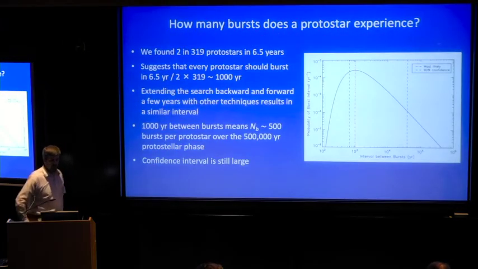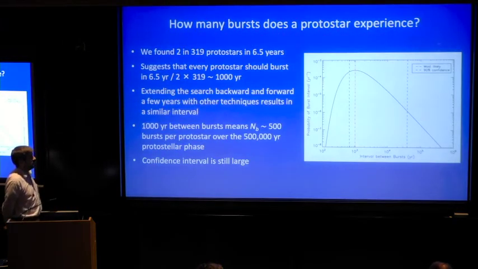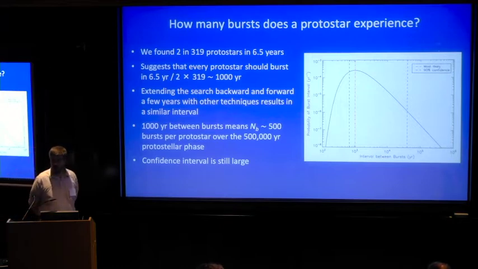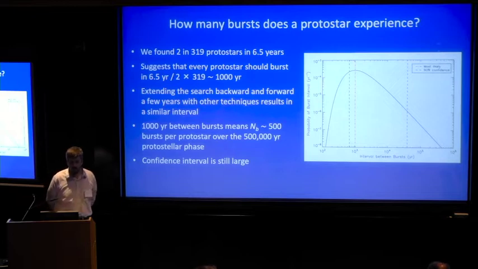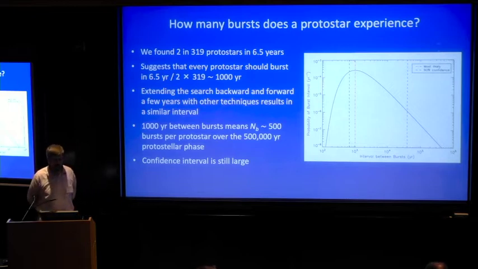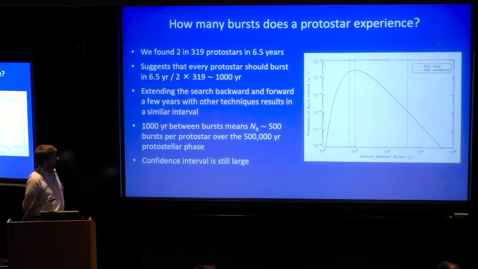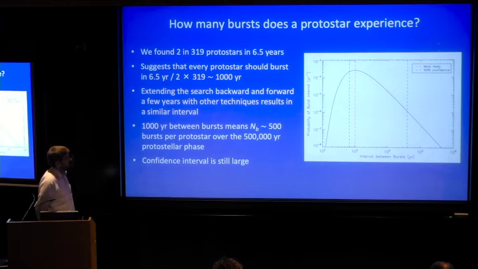So now we can look statistically, or start to anyway, how many bursts does a protostar experience? If we have 2 in 319 protostars in 6.5 years, if you just multiply this out, that suggests that every protostar should on average burst every 1,000 years. We've started looking backward before Spitzer. The McNeil's Nebula outburst that I showed a little thumbnail of a few slides ago happened just before Spitzer. So that's roughly consistent with this expectation.